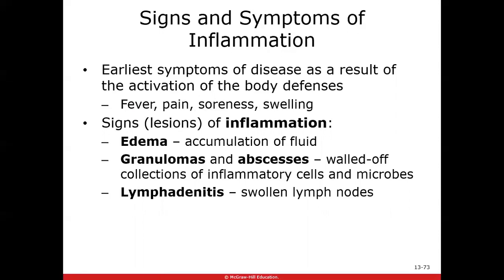And you'll see a granuloma or abscess, a walled-off collection of inflammatory cells and microbes. Sometimes the invading microorganisms get so numerous that our body walls them off from the rest of the body to make sure they don't get any further. Those are some of the signs. Lymphadenitis, swollen lymph nodes, is also a sign of infection.